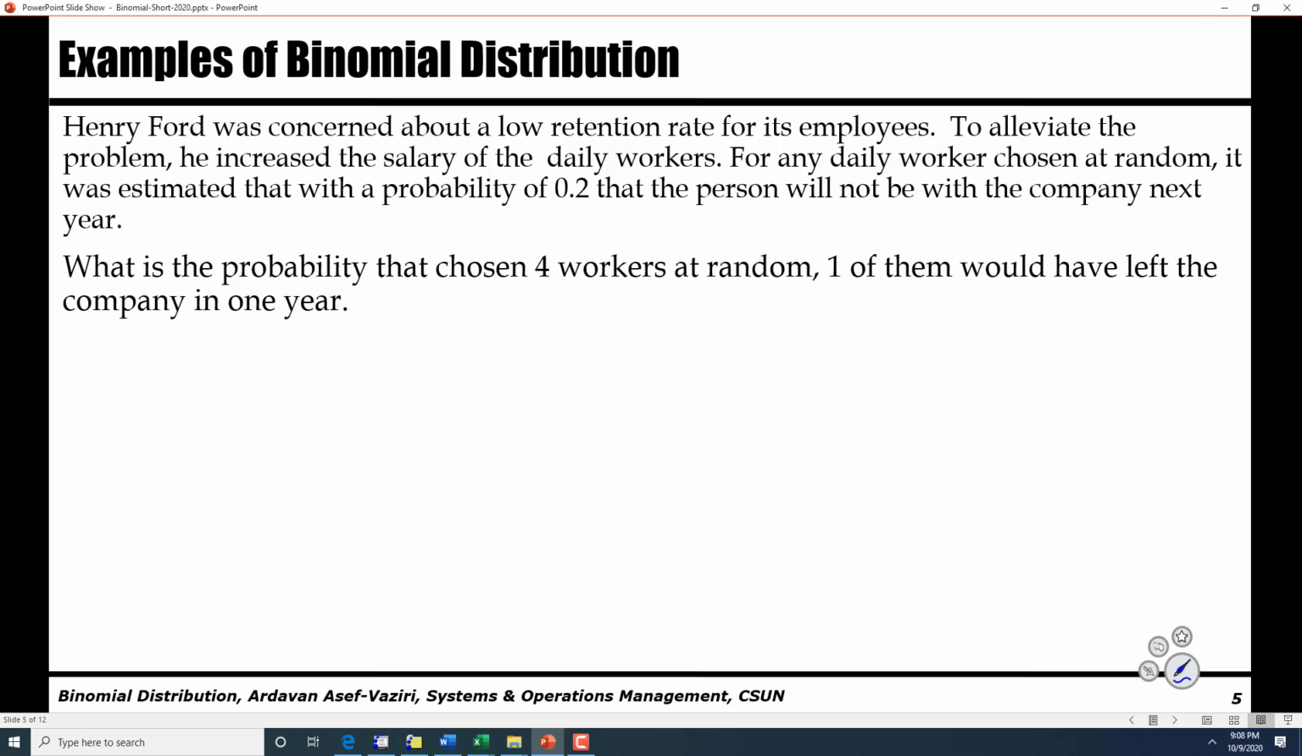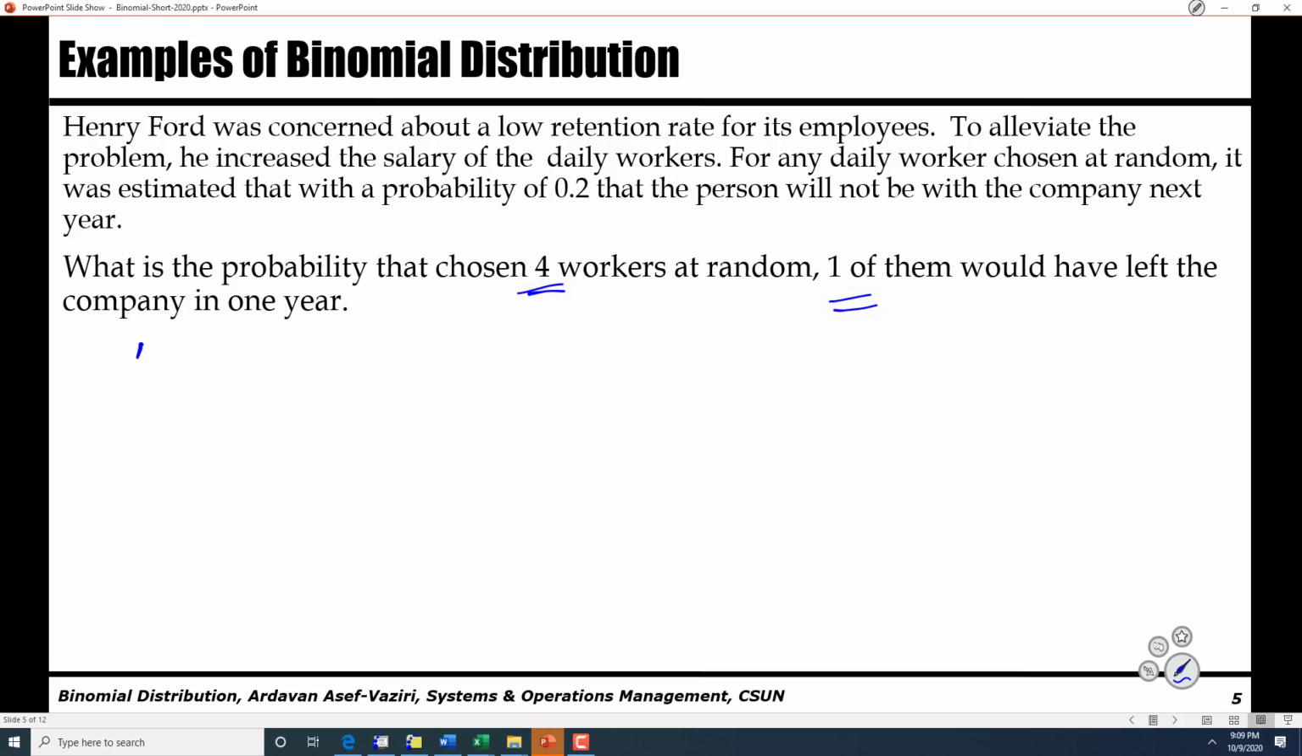Henry Ford was concerned about a low retention rate for his employees. To alleviate the problem, he increased the salary of the daily workers. For any daily workers chosen at random, it was estimated that with probability of 20%, the person will not be with the company next year. What is the probability that we choose 4 workers and one of them is not with the company next year?